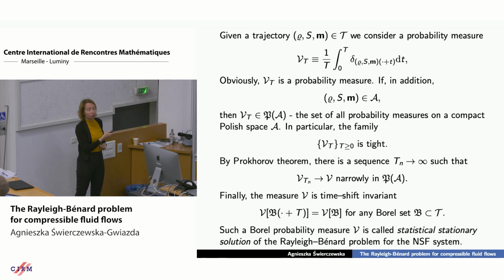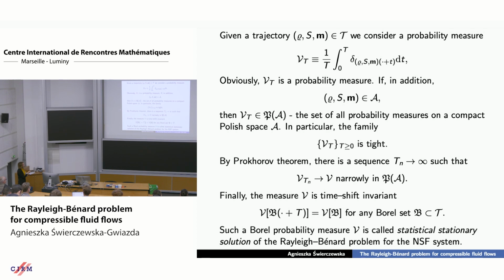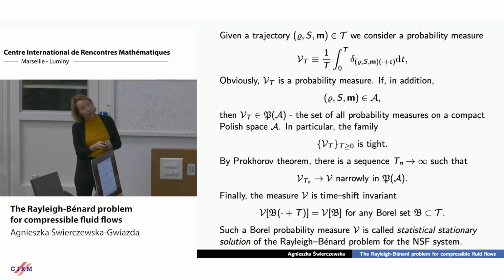If I have a trajectory rho, s, m, we consider the probability measure. Here is of course the Dirac measure, defined as follows, such a time average. This is of course a probability measure. Then if this is an element of the set A, this object belongs to the set of probability measures on a compact Polish space. This Polish space is the space of trajectories plus an appropriate metric. In particular, this family is tight.